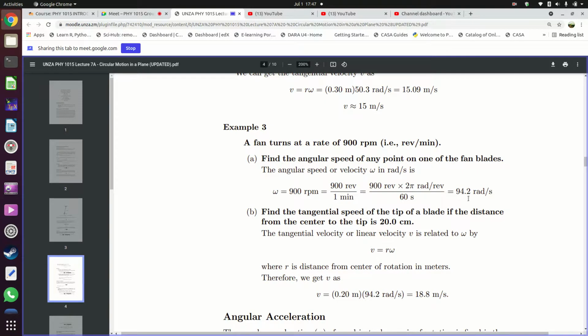With this value of angular speed, you can also find the tangential speed of a point located 20 centimeters away. So the velocity v is equal to r omega. Your radius is in centimeters, so you need to change it to meters. So v is equal to 0.2 meters multiplied by the angular velocity, which is 94.2 radians per second, and you end up with a velocity of 18.8 meters per second.